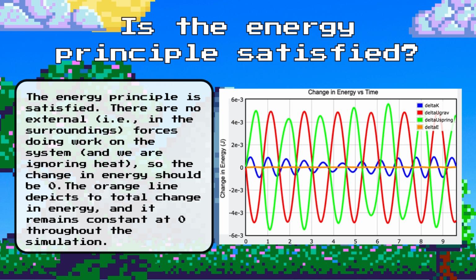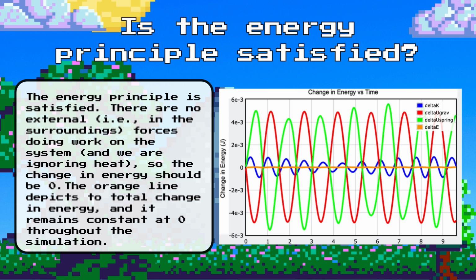The first conclusion question that we want to ask ourselves is, is the energy principle satisfied? Well, if we look at this graph that we were able to take from our computational model that shows the change in energy versus time, the energy principle is satisfied. There is no external work or work in the surroundings being done on the system, and we are ignoring heat. This means that the change in energy should be zero according to the energy principle.